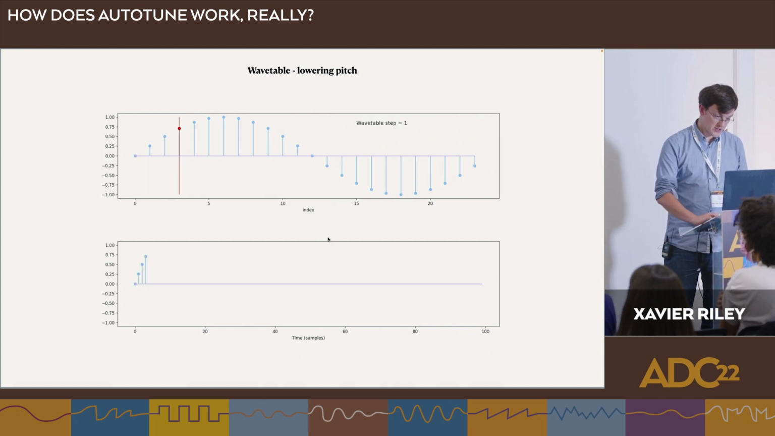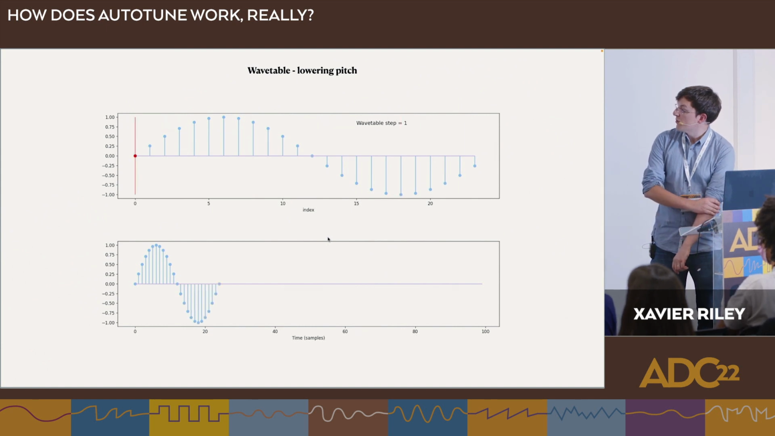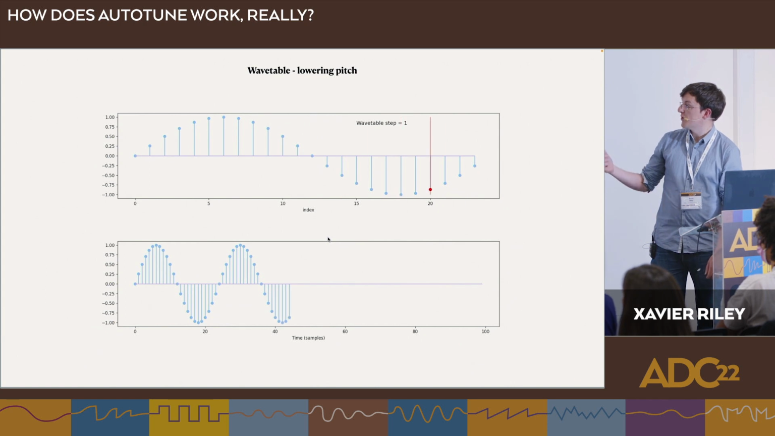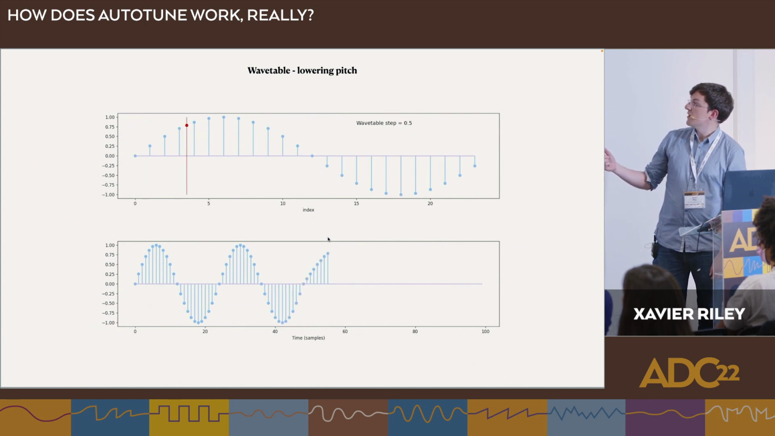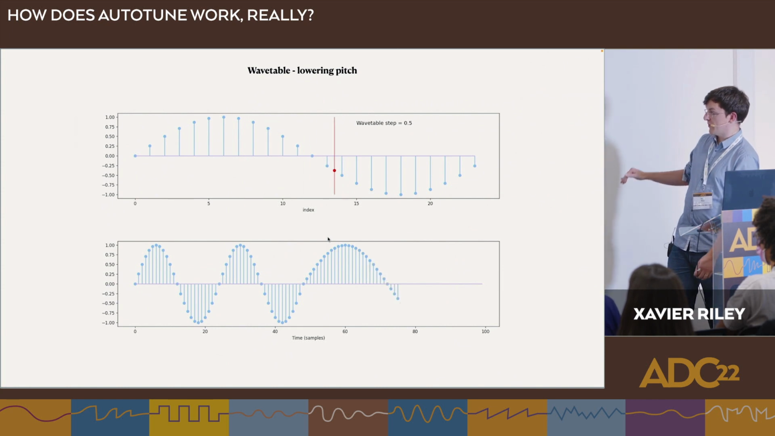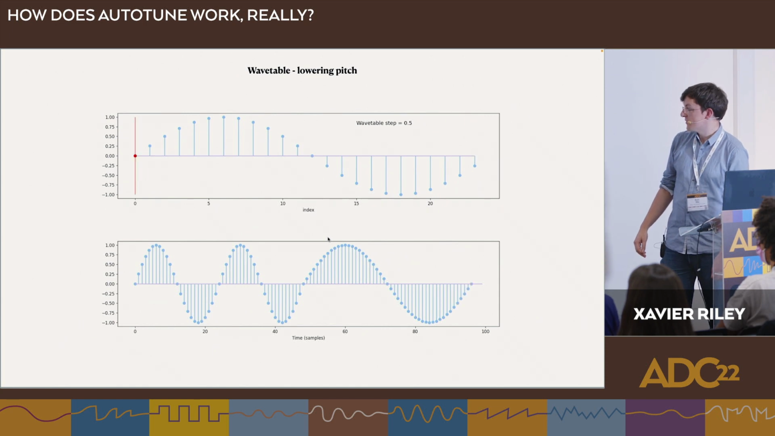Just quickly, for lowering pitch, the principle is very similar. Again, we step through with a step of 1 and effectively copy the values to the output. If we take a step of 0.5, we're proceeding through the wavetable much more slowly, and that results in a lower pitch. So 0.5 is an octave lower.